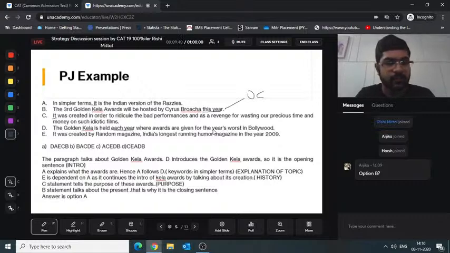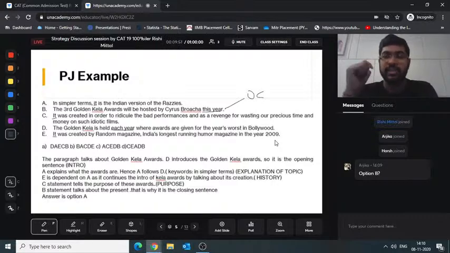So for me, sentence B and sentence D are both candidates for the opening sentence. Then it was created by Random Magazine. Again, I can see the word it coming here. Random Magazine, India's longest running humor magazine, in year 2009. Perfect. So now I know that option B or D, one of them should start. Option B talks about this year. Option D talks about each year. So in terms of chronology, I will put option D as the opening statement.